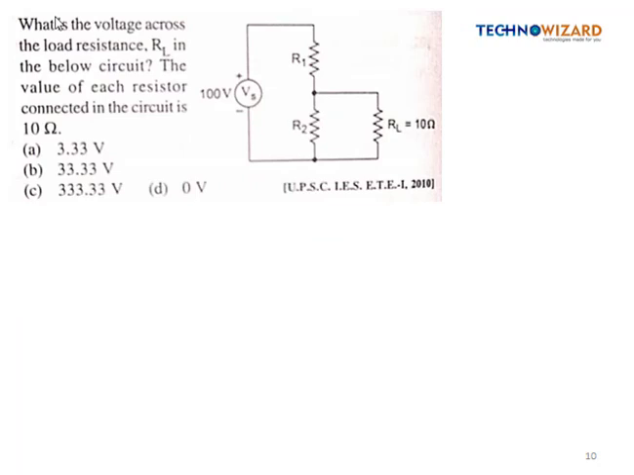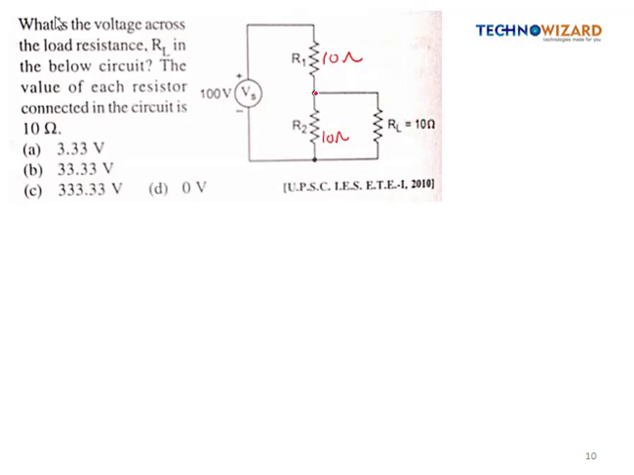What is the voltage across the load resistance RL in the below circuit? The value of each resistor connected in the circuit is 10 ohm, okay? So here 3 resistances are there and each resistance value is 10 ohm, they have already given. So this is 10 ohm and this resistance is also 10 ohm. So we have to find out the voltage across the load resistance RL.